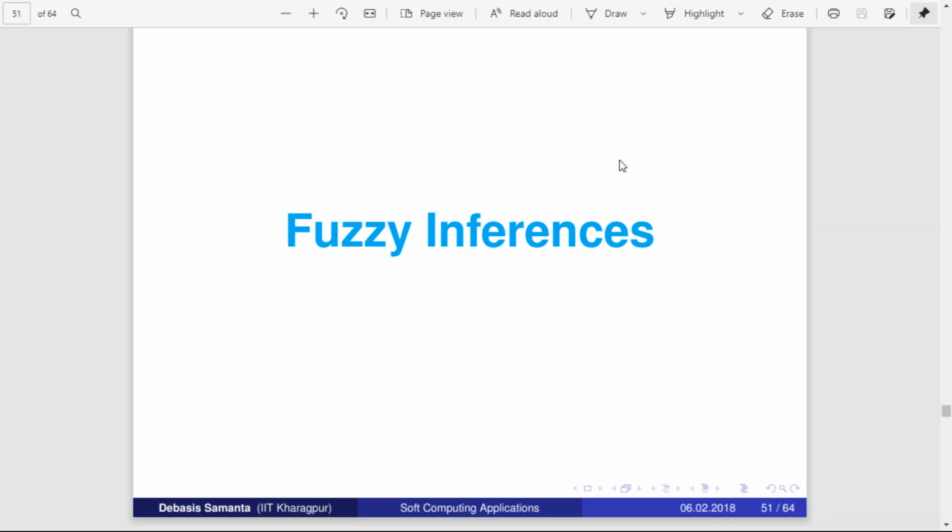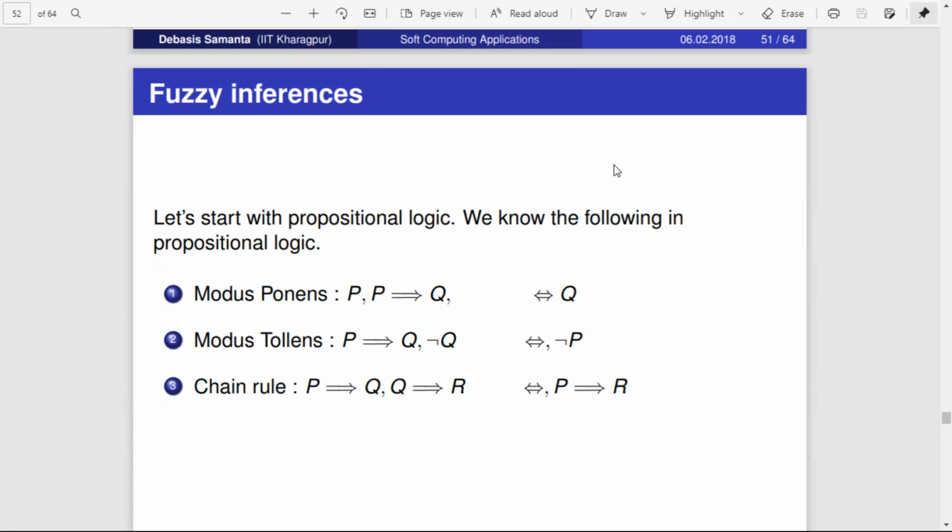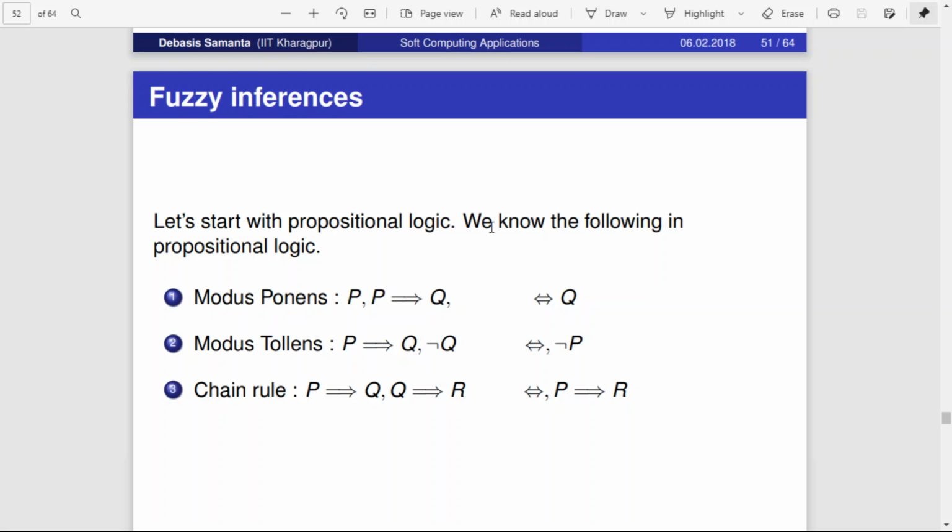Welcome. So the topic we'll be discussing in this lecture is fuzzy inferences. Basically, here we'll be discussing, given two fuzzy rules, how can we infer new fuzzy rules? So that's what we'll be discussing. Given two fuzzy rules, how can we infer new fuzzy rules?